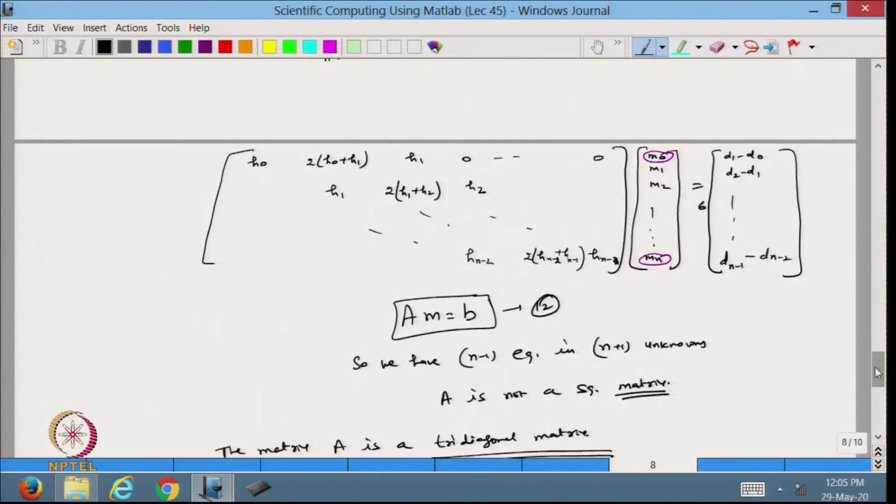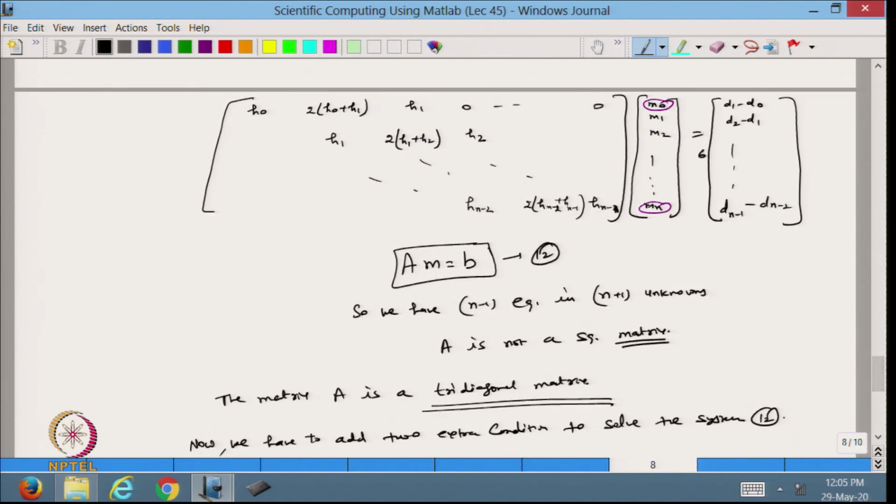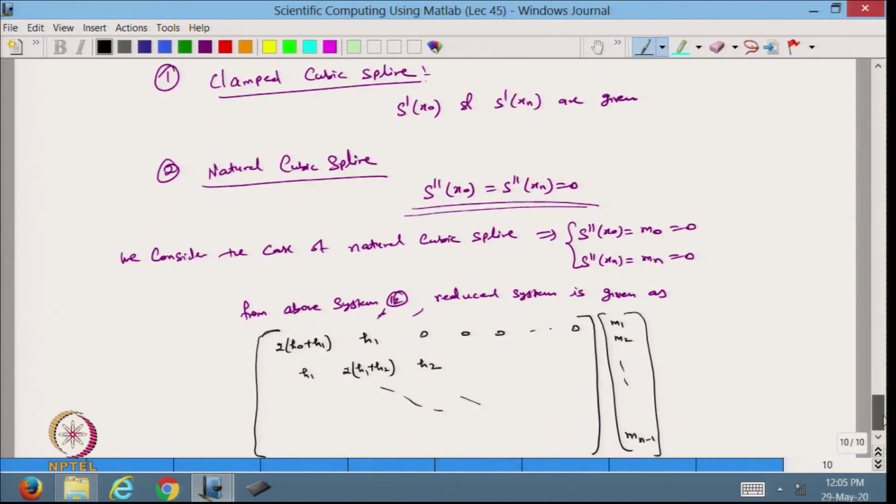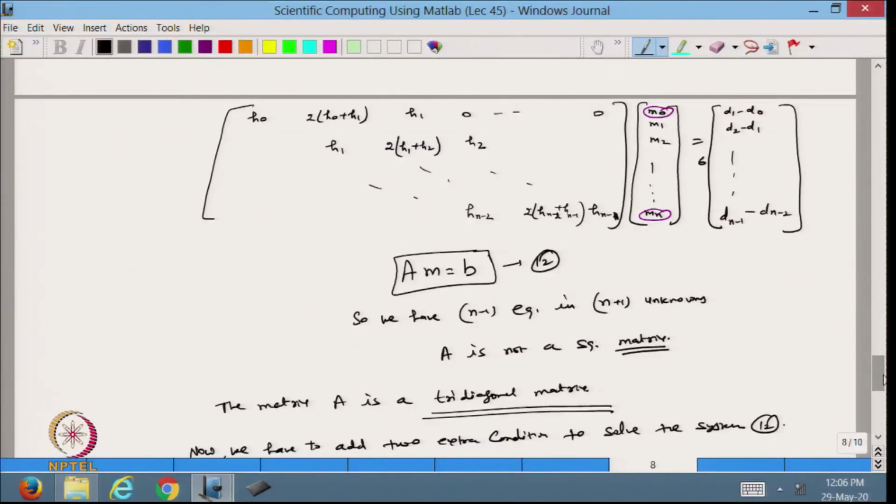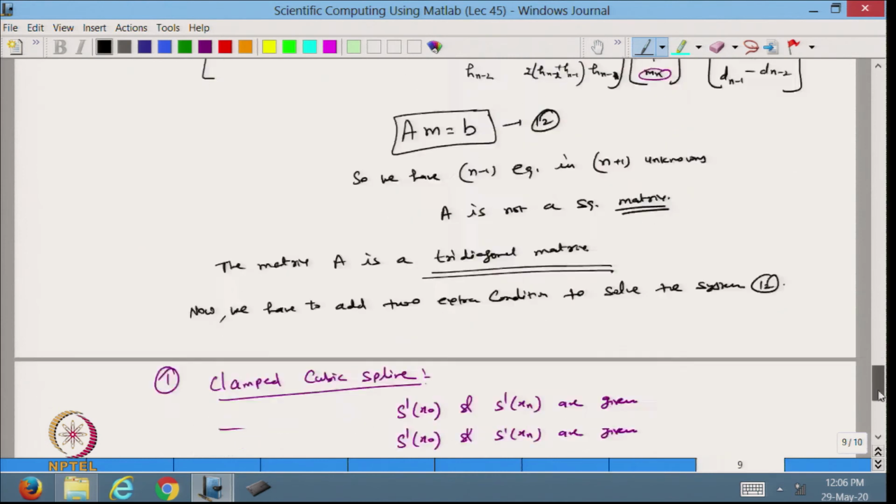So, in the end we will get, so this part will be 0. So, this is 0, this is 0. So, I will be left with this part only. So, I will get hn minus 2 and 2 times hn minus 2 plus hn minus 1. Because this is also, I will multiply by this factor. So, this part will be 0. So, I can remove this one and I will be left with this one.